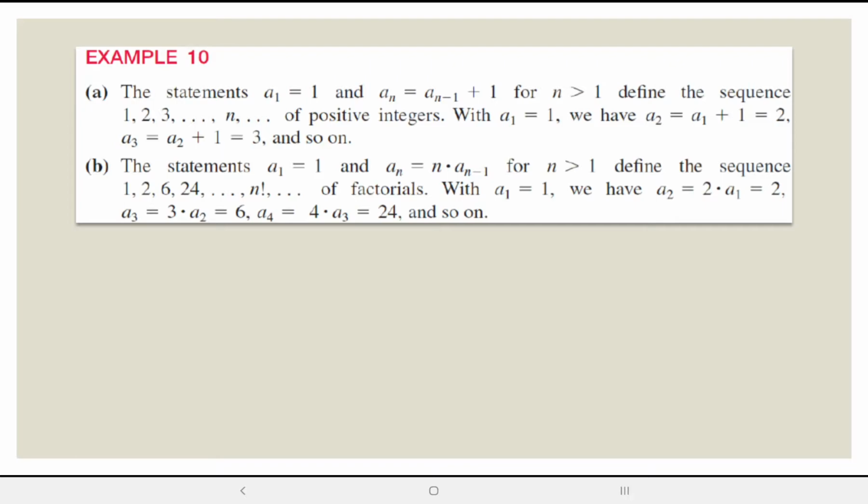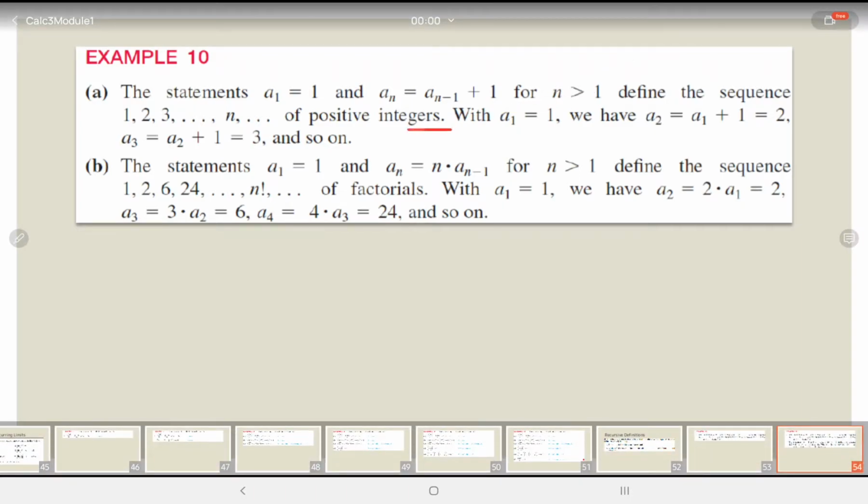Okay, and then another example, ito naman ay multiplicative. So, this one defines our factorials. Okay? Kasi nga, kung yung first term mo ay 1, then base sa formula na to, itong a sub n equal to n times a sub n minus 1. Yung susunod na terms ay 1 times 2. Then yung third ay 1 times 2 times 3. Then yung fourth 1 times 2 times 3 times 4. Okay, until eventually we get to the factorial.